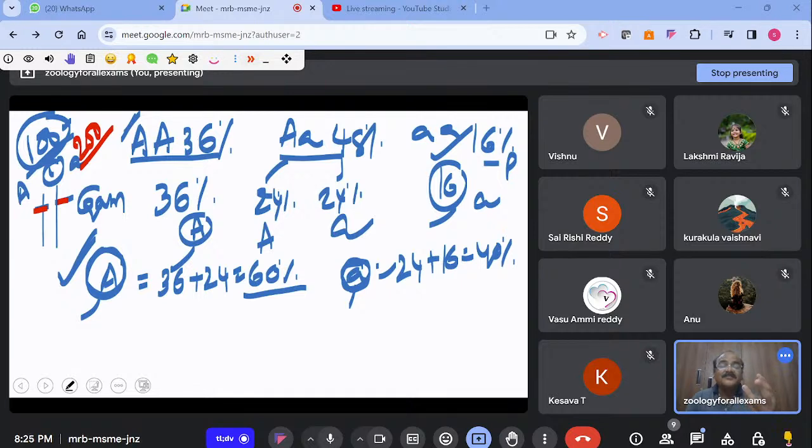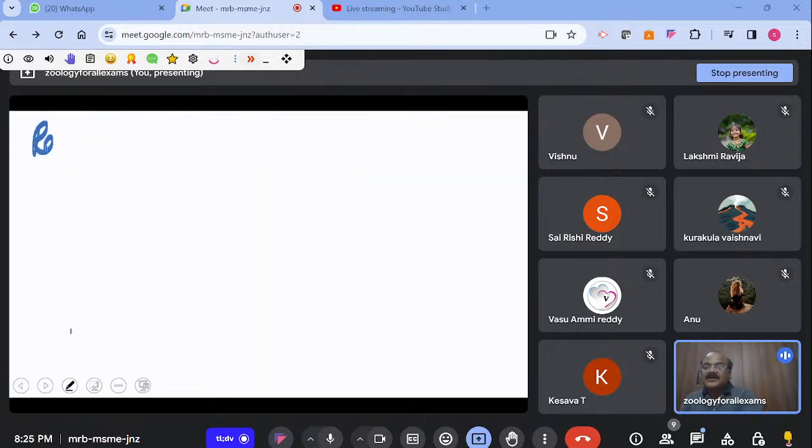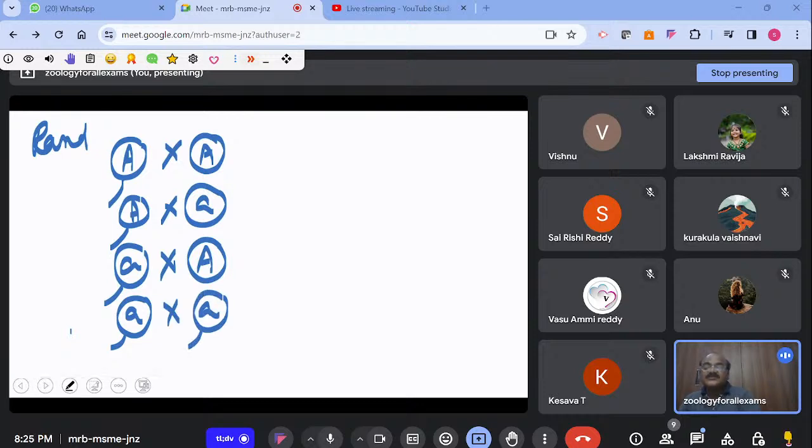The third criterion is that mating should be random. There must be no selection. That means it should not be that only these two mate, or these two never mate. Mating should be among all these individuals. So let's say there is random mating. How does random mating take place? A sperm with capital A should fertilize an ovum with capital A. A sperm with capital A should fertilize an ovum with small a. Similarly, a sperm with small a should fertilize an ovum with capital A, and in another case, a sperm with small a should fertilize an ovum with small a.